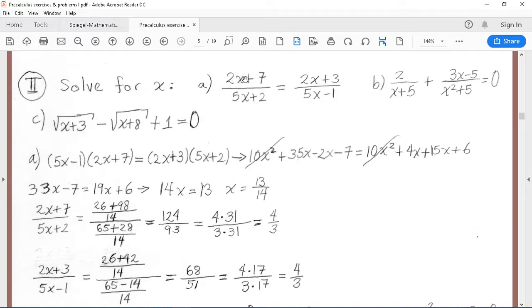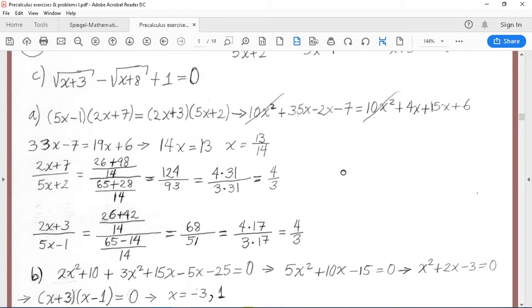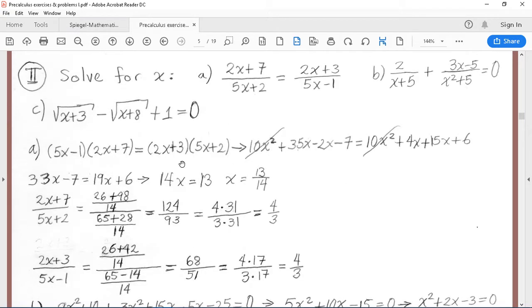Okay, first one: (2x + 7)/(5x + 2) = (2x + 3)/(5x - 1). Second one is 2/(x + 5) + (3x - 5)/(x² + 5) = 0. And the third one is √(x + 3) - √(x + 8) + 1 = 0. Okay, now let's go to our first exercise.